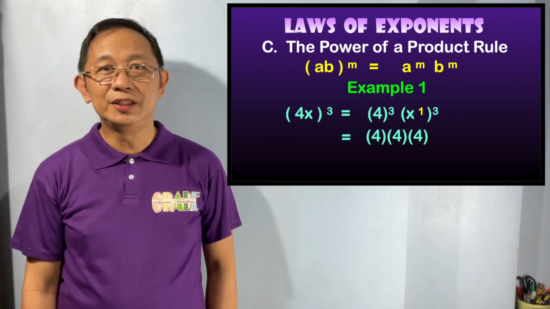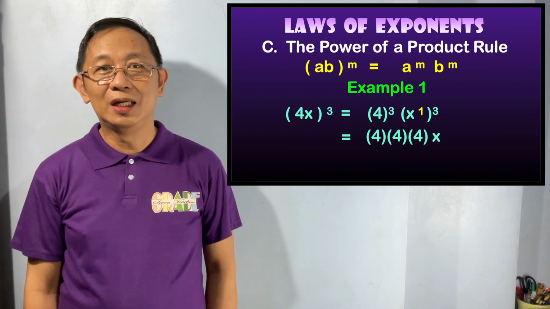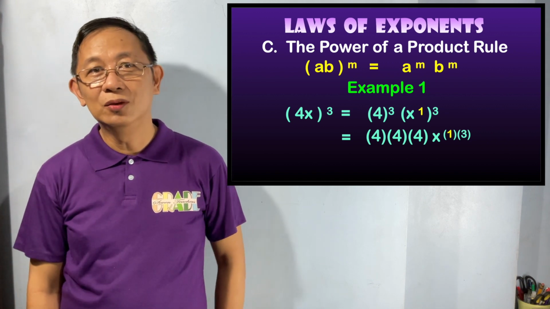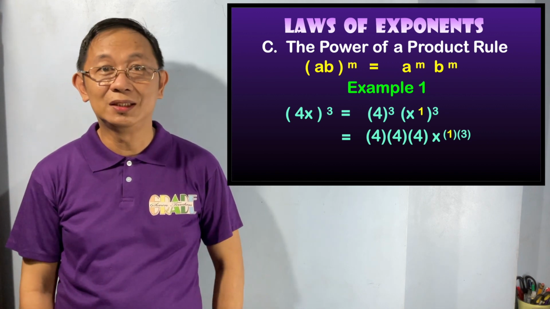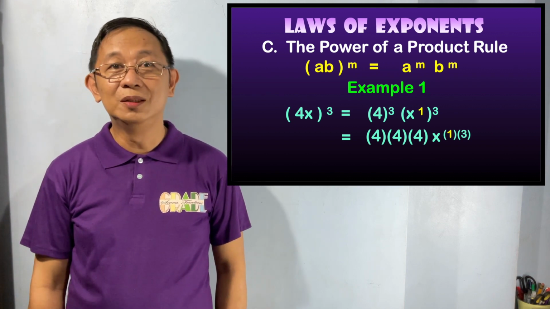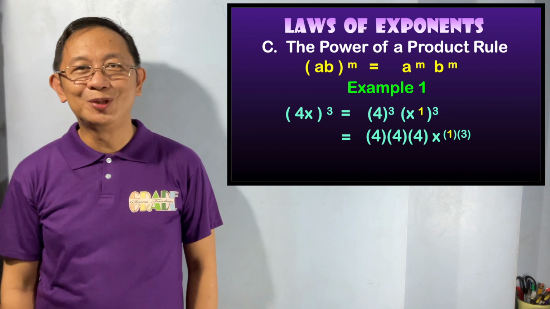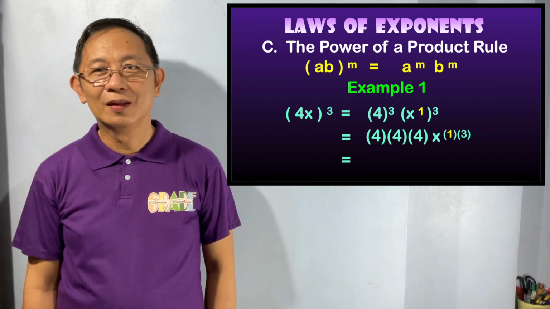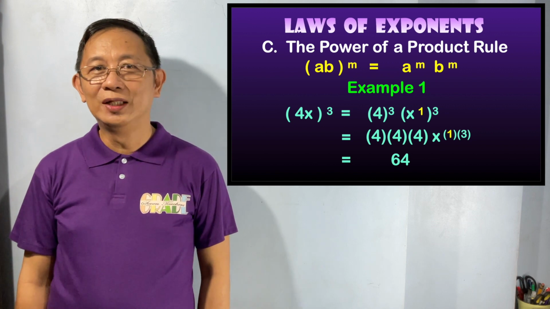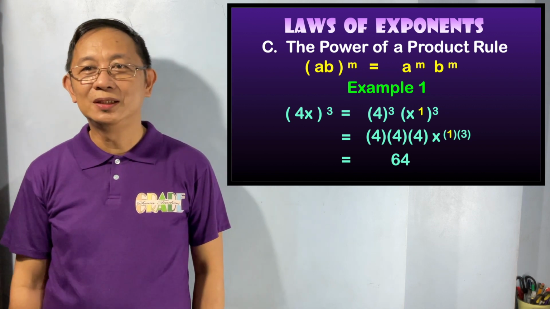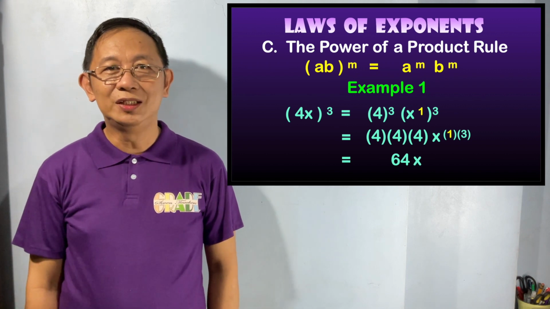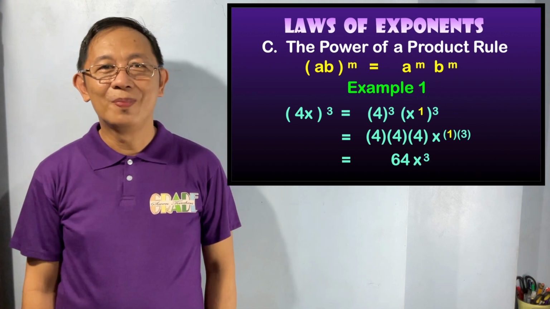x raised to the 1 times 3 power. Kasi yung exponent ng x ay 1. Yung nasa loob ng parenthesis ha. Yung nasa labas kasi 3 or cube. Okay? Then, simplify. 4 times 4 times 4 is 64. And x raised to the 1 times 3 power is x cubed. So this is the final answer.